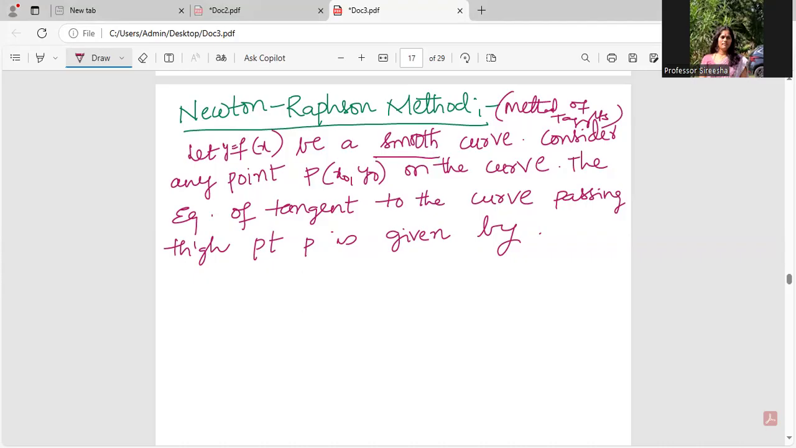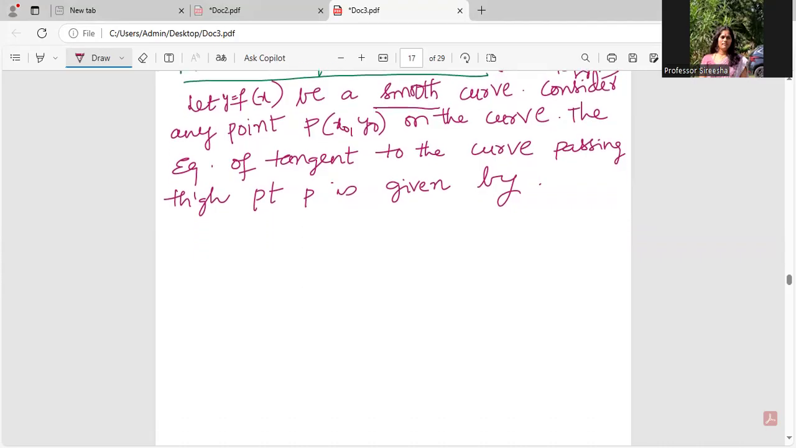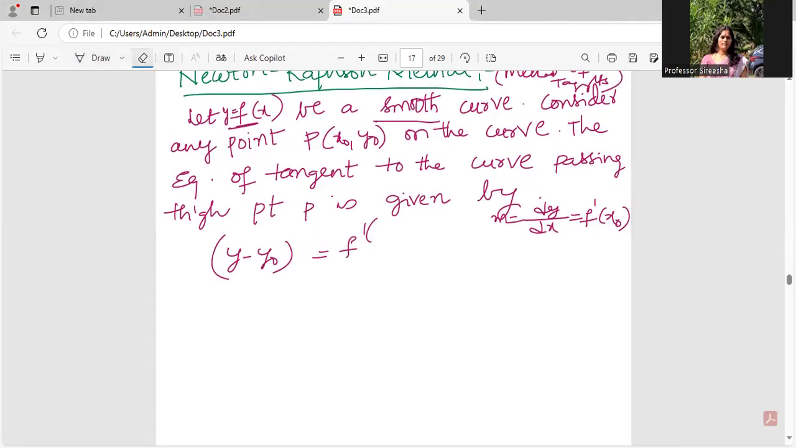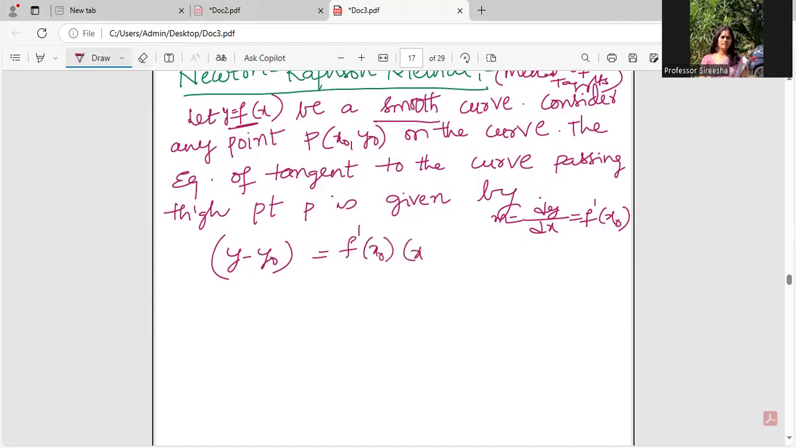The equation of the tangent to the curve passing through the point would be given by, all of you know it, y minus y naught is equal to the slope. What is the slope? dy by dx, right? It is also denoted by m. From dy by dx, what I'll be getting is f prime of x. And I'm considering it at the point x naught, so it would be f prime of x naught, into x minus x naught.